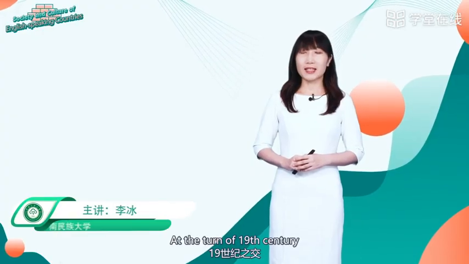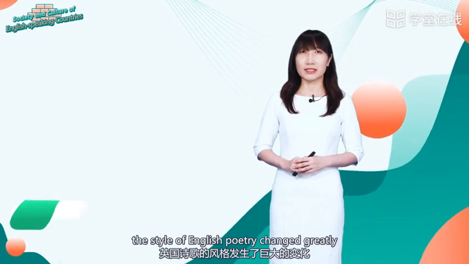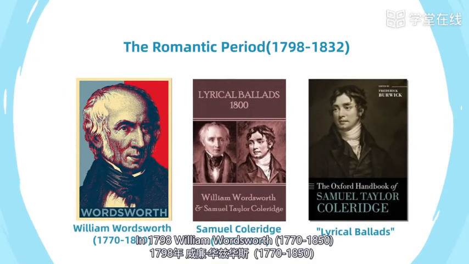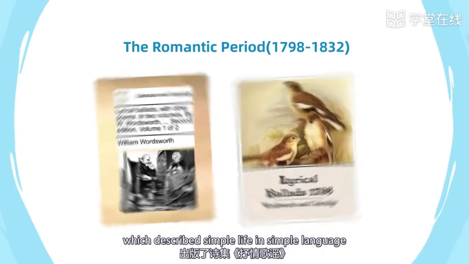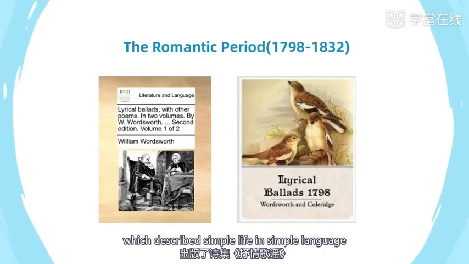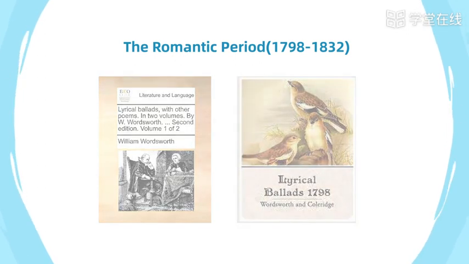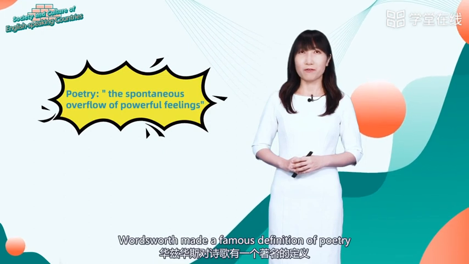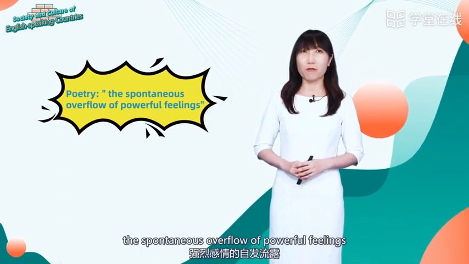At the turn of the 19th century, the style of English poetry changed greatly. In 1798, William Wordsworth and Samuel Coleridge published Lyrical Ballads. This poetry collection describes simple life in simple language. It marks the rise of English Romantic literature. Wordsworth made a famous definition of poetry: the spontaneous overflow of powerful feelings.